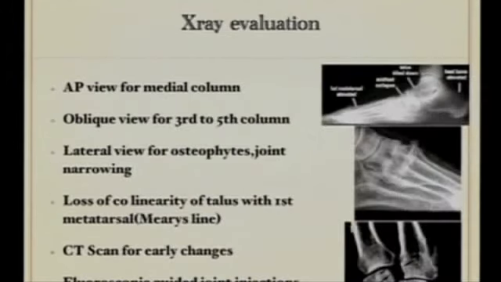In the X-ray evaluation, you look at the AP view for the medial column, the oblique view for the third to fifth column, and the lateral view you look for the osteophytes and the dorsal bossing, you look for the joint irregularity, loss of the Meary's line. You could pick up the changes early if you do a CT scan, and any tender spots you could inject with fluoroscope guided injections to find out the source of pain.